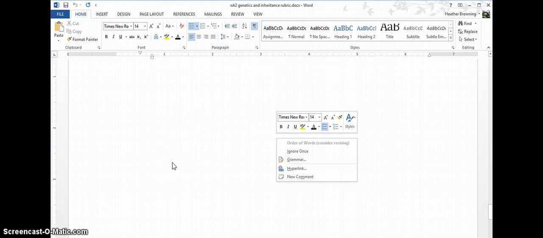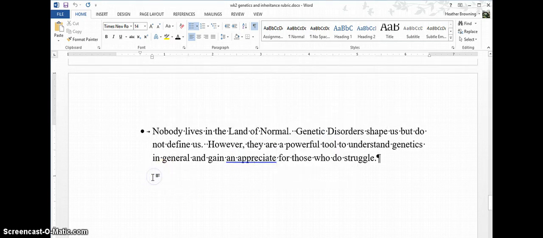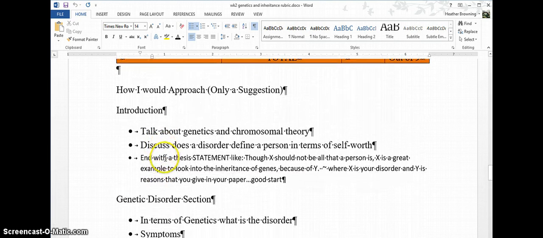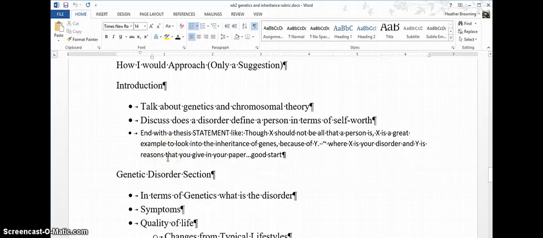Okay, so I hope this helped you to understand the paper, genetics and inheritance, and gave you an idea of how to attack it. Like I said, this is not the only way to attack it. This is just a suggestion.